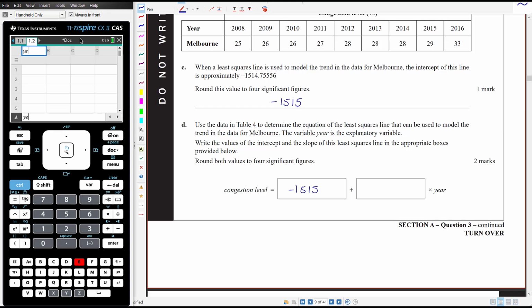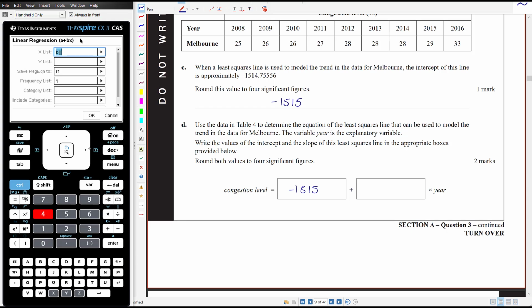We're going to have variable year, and the other variable I'm just going to write Mel for Melbourne. Okay, I'll just pause the video while I enter in the data. Okay, so I've got the data entered in. And now I'm going to do the regression. So menu 414. My X list is year, my explanatory variable. And my Y list, my response variable, is Mel.